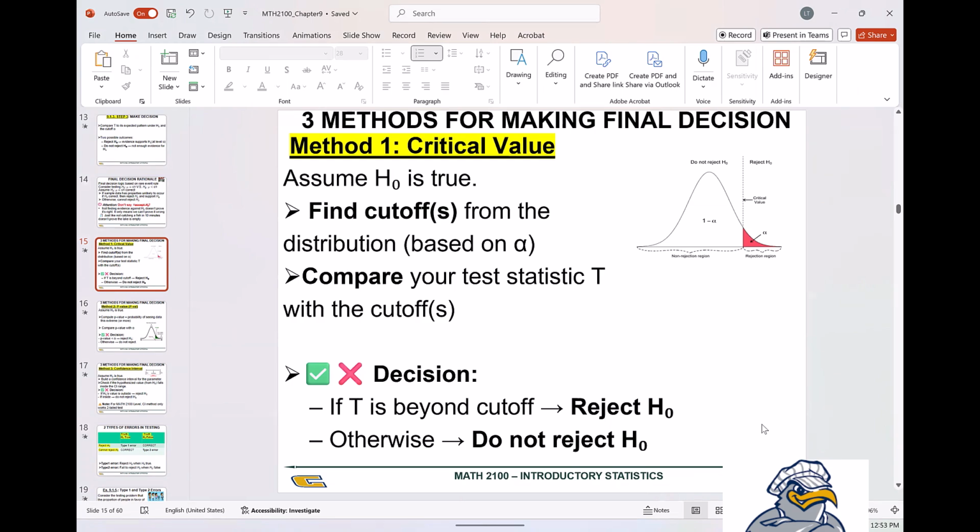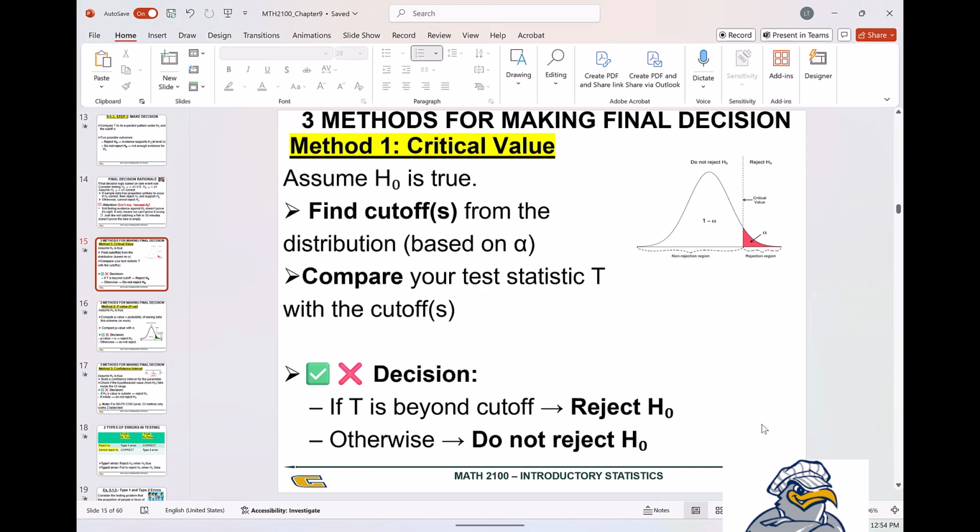So now we look at three different methods for making decisions. The first method we call the critical value method. Here we assume that H naught is true. Under H naught being true, we will find a cutoff based on the distribution and the alpha significance level we pre-specify. We will learn how to find this in the next section.